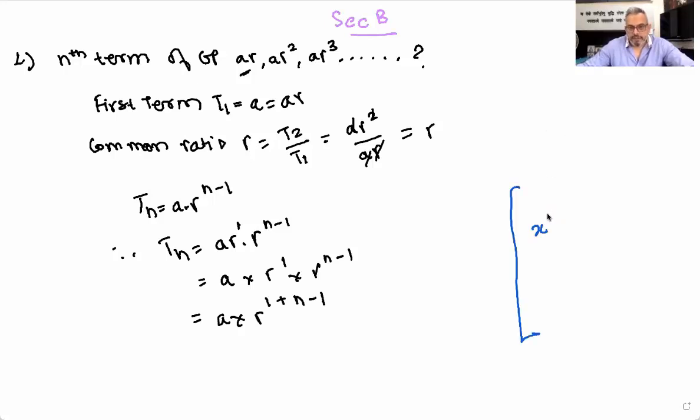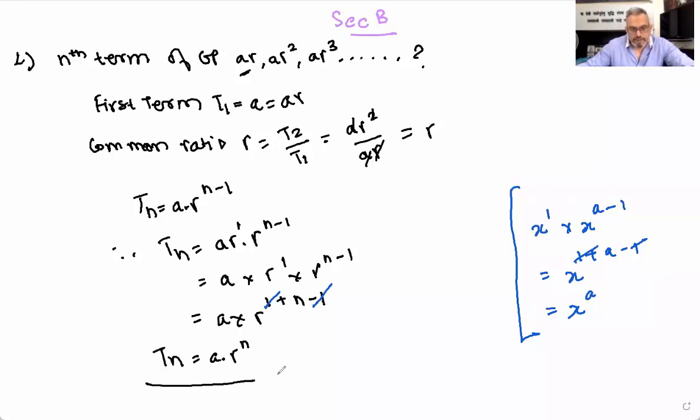Dhyan do, x raised to 1 into x raised to a minus 1 is equal to x raised to 1 plus a minus 1. So 1 cancels, which is equal to x raised to a. Similarly, A into R raised to 1 into R raised to n minus 1, that is A into R raised to 1 plus n minus 1. So minus 1 plus 1 cancel, which is equal to A into R raised to n. So Tn is equal to A into R raised to n, answer.